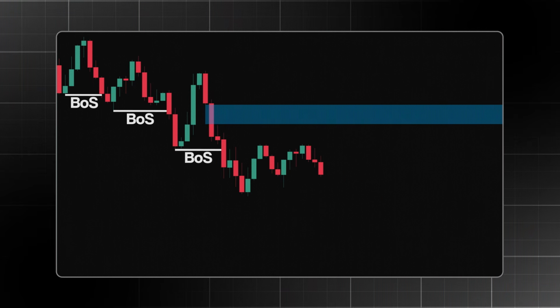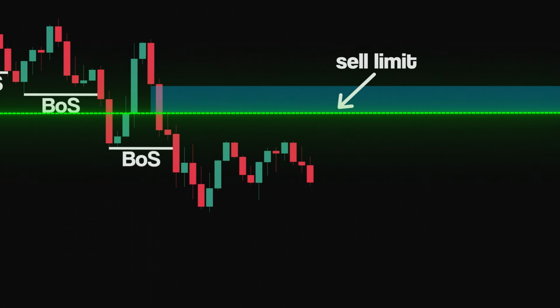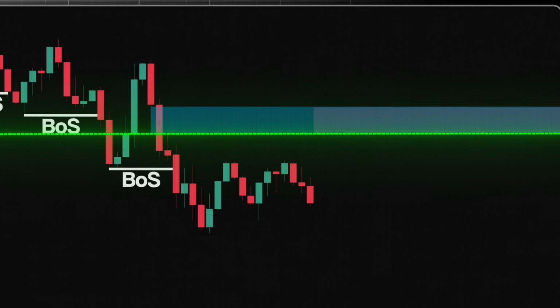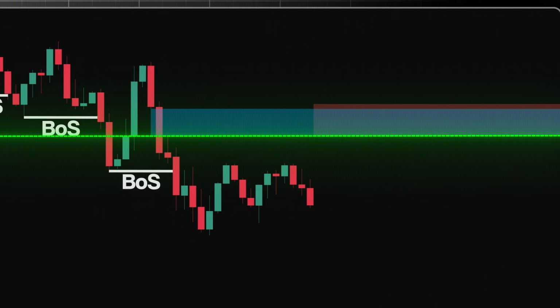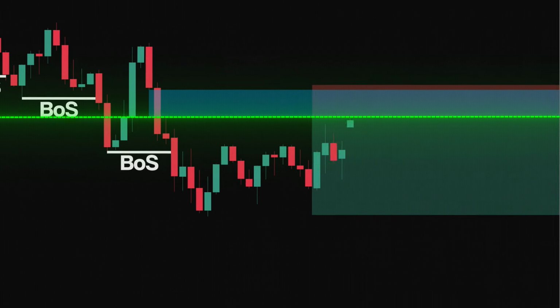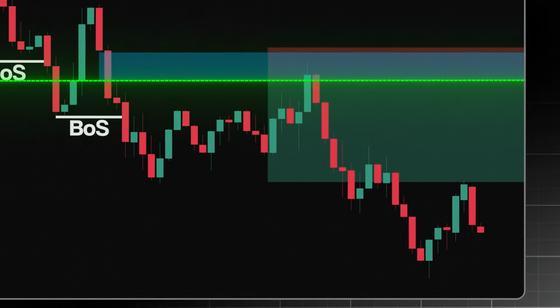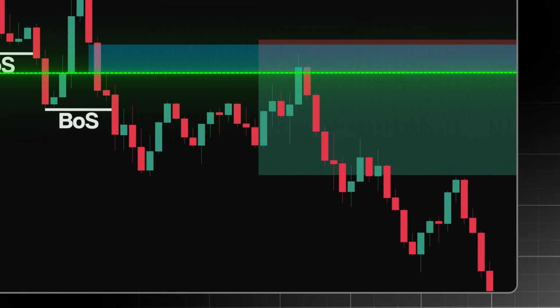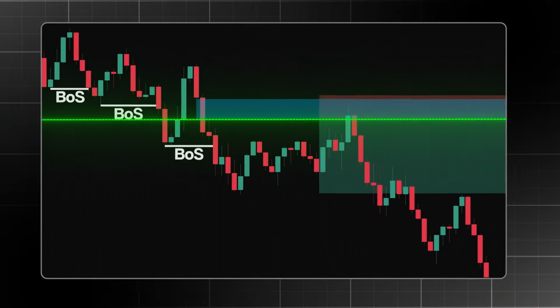Here's how we execute the trade. We place a sell limit order at the lower boundary of the selected fair value gap. The stop loss goes slightly above the fair value gap, and the take profit is set at 3 times the stop loss distance. This keeps our risk-to-reward ratio at 1 to 3. And as you can see, price respects the fair value gap and moves according to our scenario. The setup works exactly as planned.